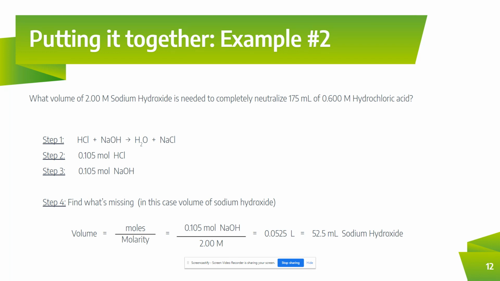Now, it's good practice to convert the volume back to the original units it was given in. So we take the liters and we multiply by 1,000 to get it back into milliliters.